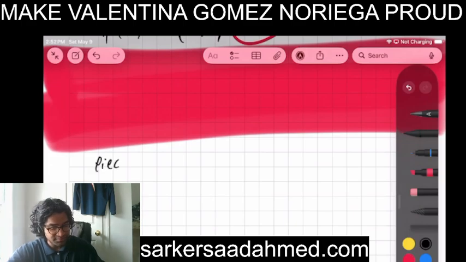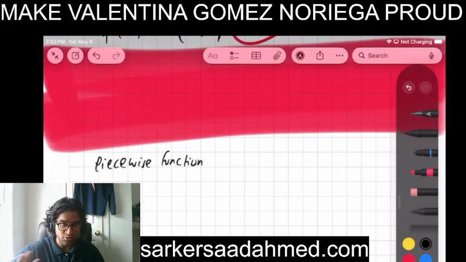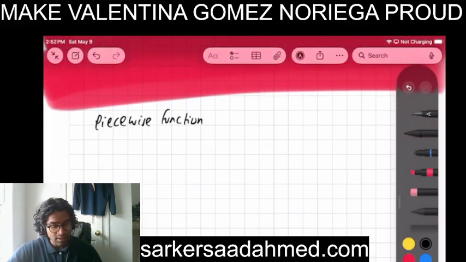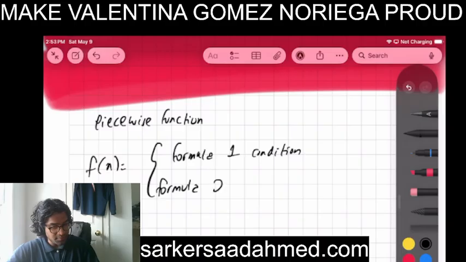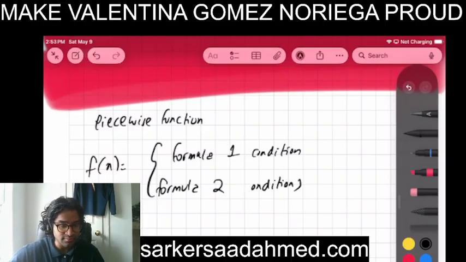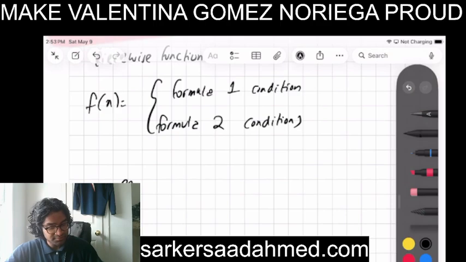Piecewise function. Don't worry about it. So f of x: formula 1 with its condition, formula 2 with its condition. And if you are a member of the page, you are also going to get the exact same notes. You are going to get the notes only if you're a member. So let's do an example.